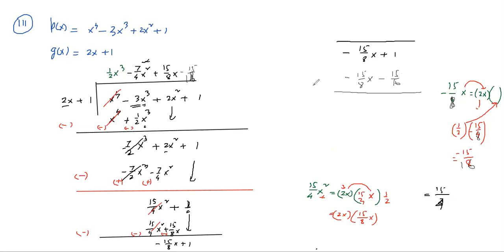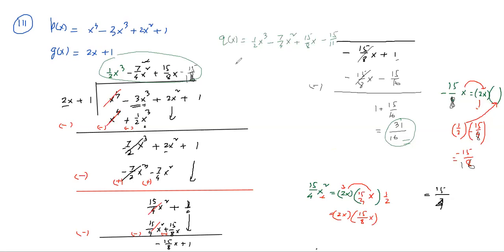Now again you subtract this. Then this will get cut. And then your result will be 1 plus this. 1 plus 15 by 16 is equal to 31 by 16. So now your division is finished. And this is the remainder. This whole thing is the quotient. What is the quotient? It is half x cubed minus 7 by 4 x square plus 15 by 8 x minus 15 by 16. And Rx is 31 by 16.